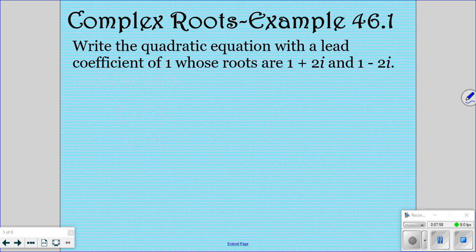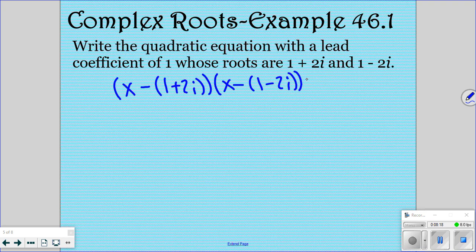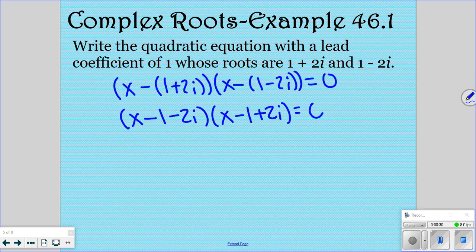So we have the quadratic equation where we have a lead coefficient of 1, and the roots are 1 plus 2i and 1 minus 2i. So we're going to start off by saying x minus (1 plus 2i) times x minus (1 minus 2i) equals 0. And then we're going to distribute this little negative here. So that's going to be x minus 1 minus 2i times x minus 1 plus 2i. And then we're going to distribute.